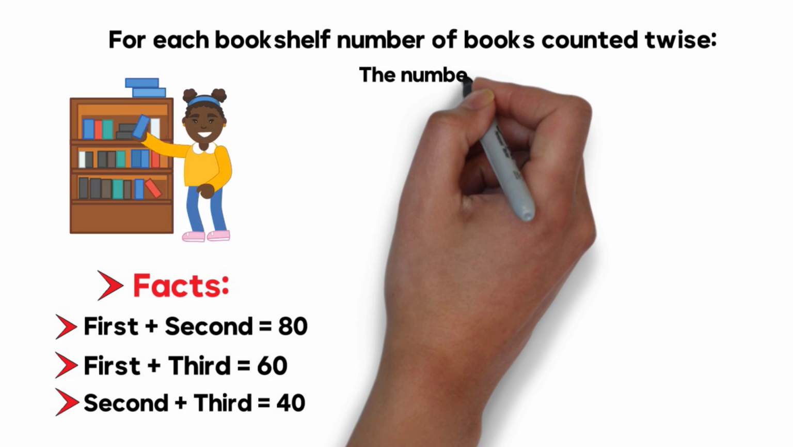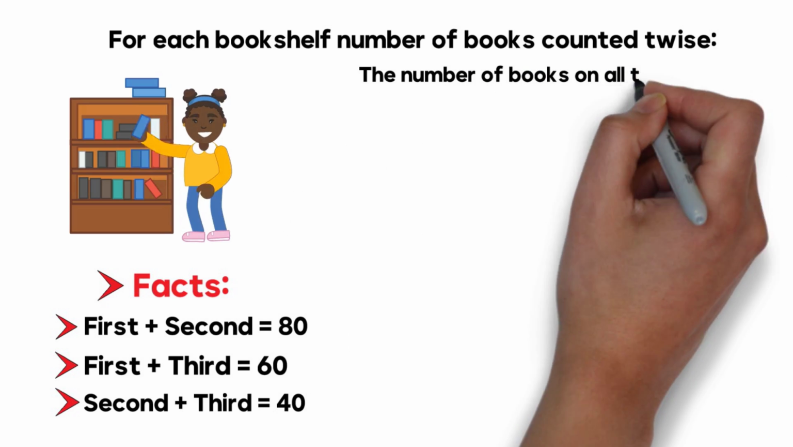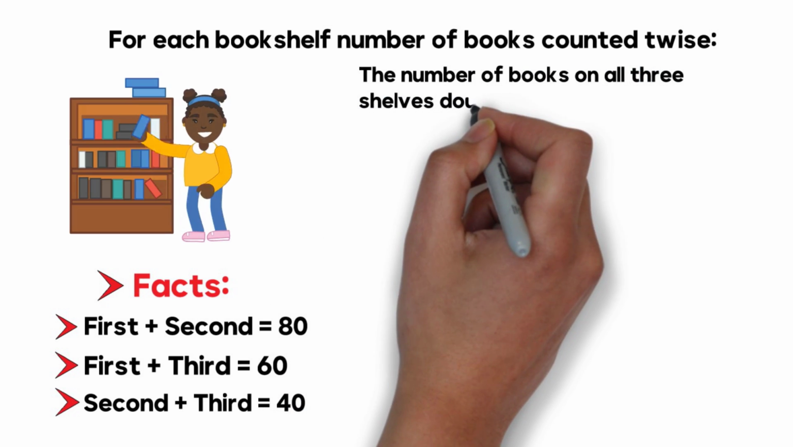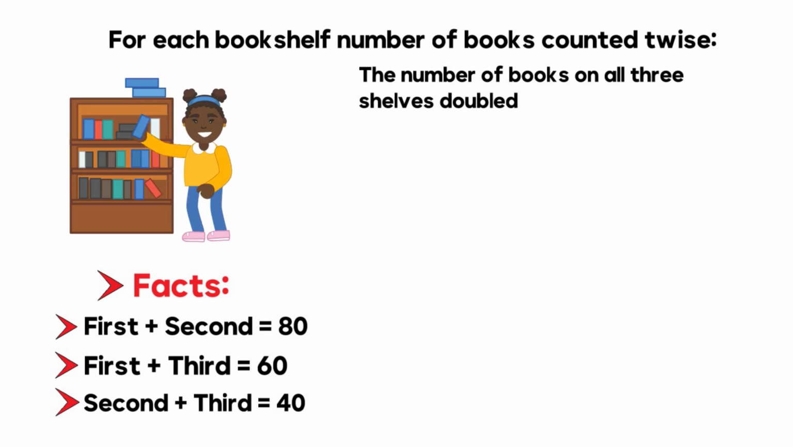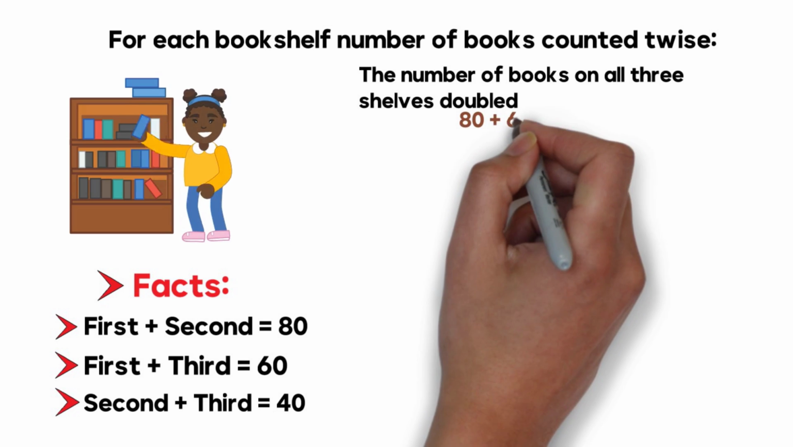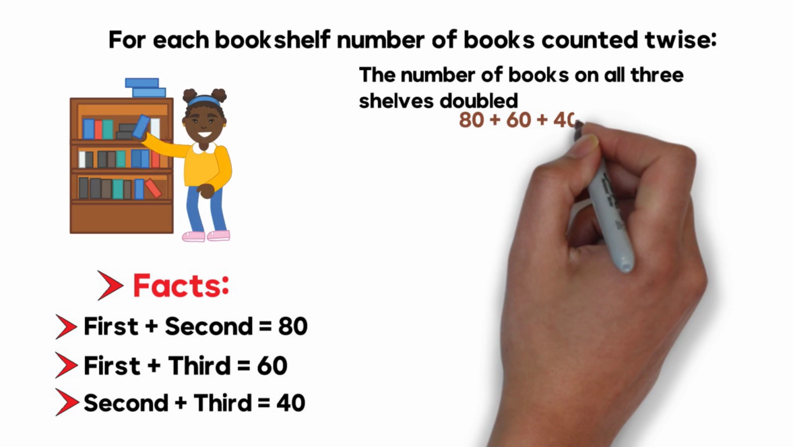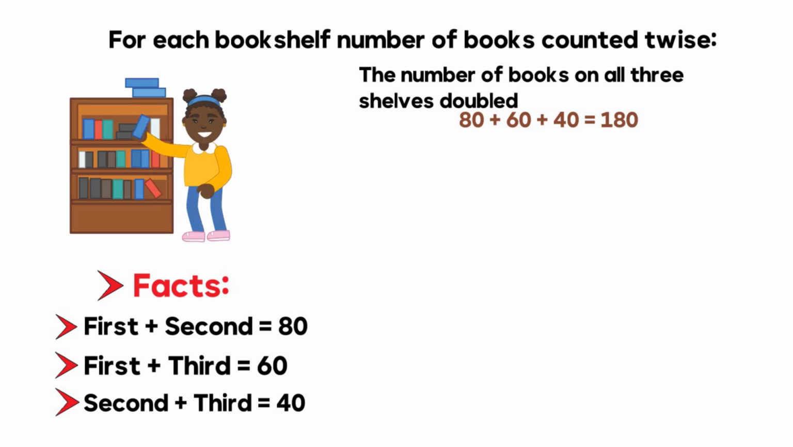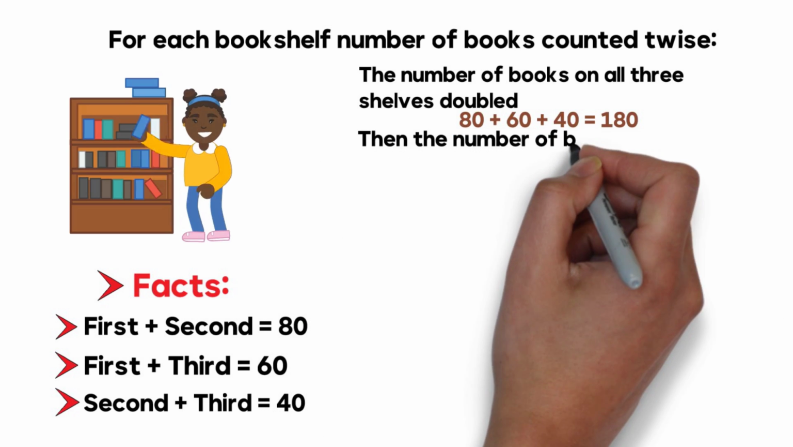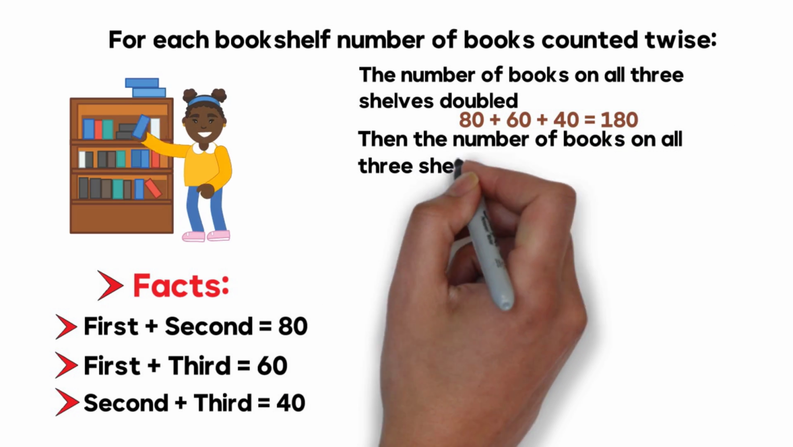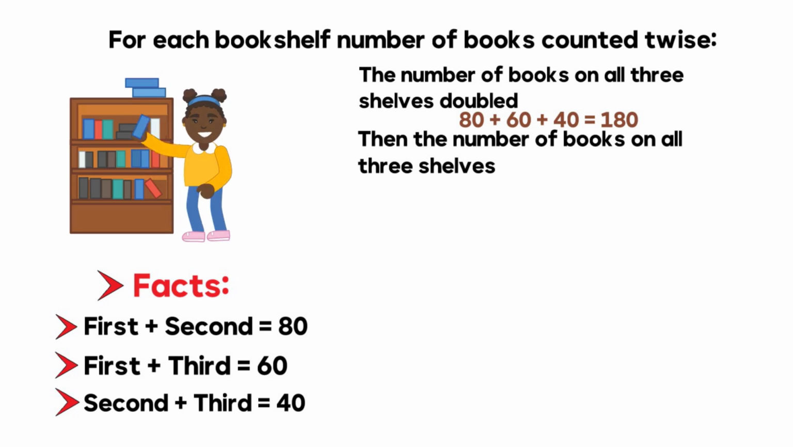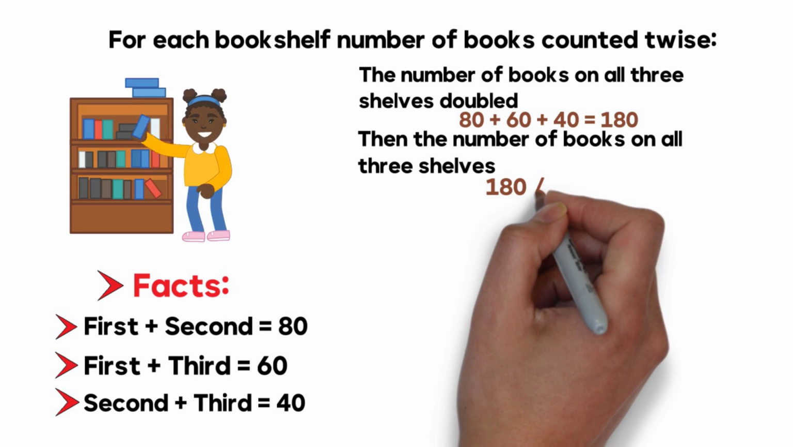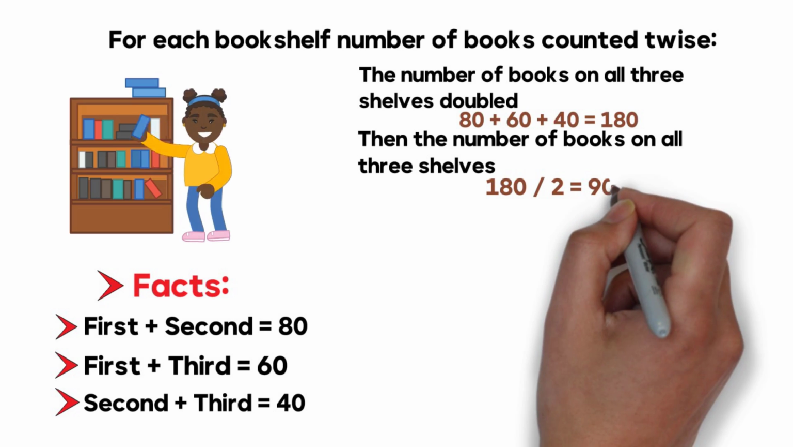So what we can do here, we can calculate doubled number of books on all 3 bookshelves. We can do it by adding up 80 plus 60 plus 40, and the result will be equal to 180. Because 180 is the double number of books, we can calculate just the total of books on all 3 shelves. We can do it by dividing 180 by 2, and the result is 90.